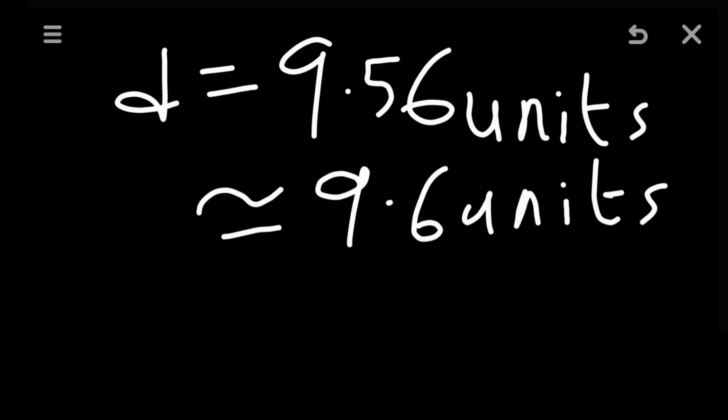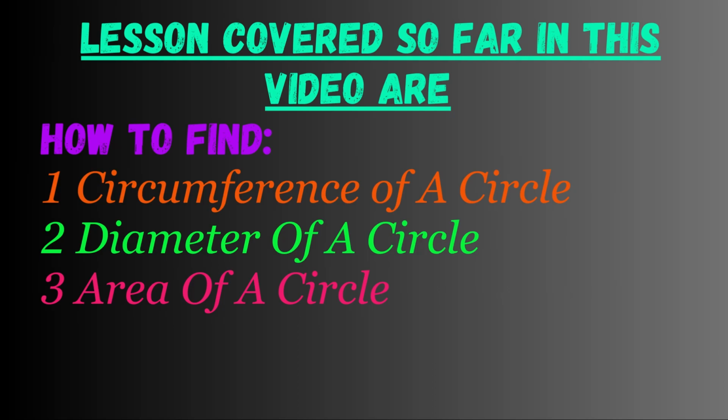Problems leading to solution under circle. So in this problem we have been able to cover how to find the circumference of a circle, how to find the diameter of a circle, and how to find the area of a circle of a given radius.